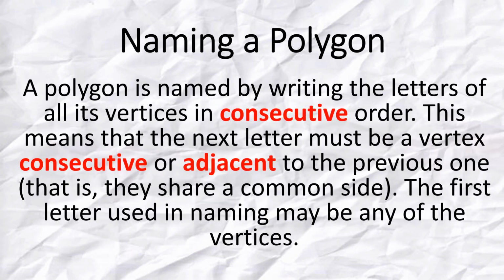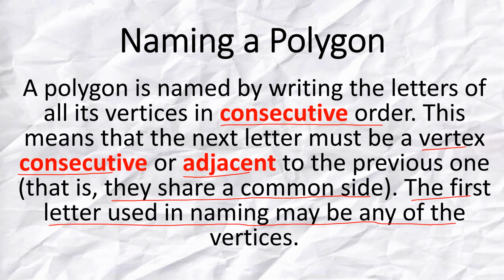How do we name a polygon? A polygon is named by writing the letters of all its vertices in consecutive order, meaning that you have to follow an order in order for you to name them properly. This means that the next letter of the name of the polygon must be a vertex consecutive or adjacent to the previous one. That is, they share a common side. The first letter used in naming may be any of the vertices in your polygon.